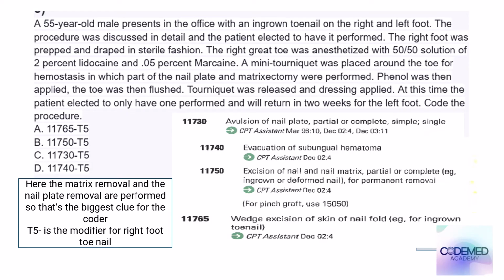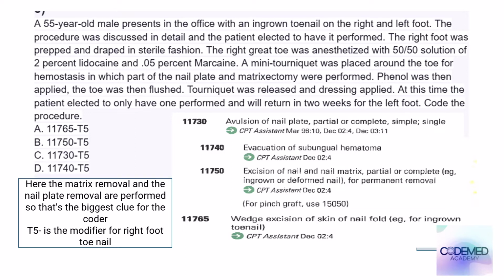So let us look at this example. A 55-year-old male presents in the office with an ingrown toenail on the right and the left foot. The procedure was discussed in detail and the patient elected to have it performed. The right foot was prepped and draped in sterile fashion. The right great toe was anesthetized with a 50-50 solution of 2% lidocaine and 0.5% Marcaine.